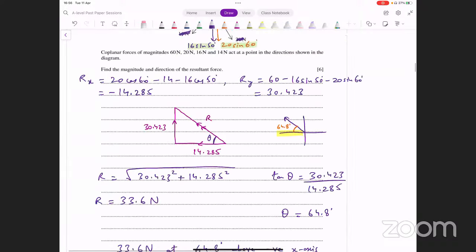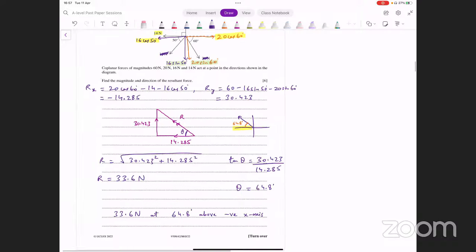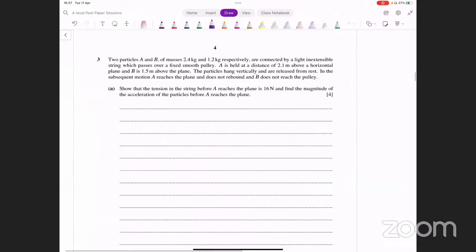That was question number 2. We just had to find the resultant. It's a standard question, so these were like easy 6 marks. If you've done enough practice, it's pretty straightforward. Okay, let's move on to question number 3 from this paper.